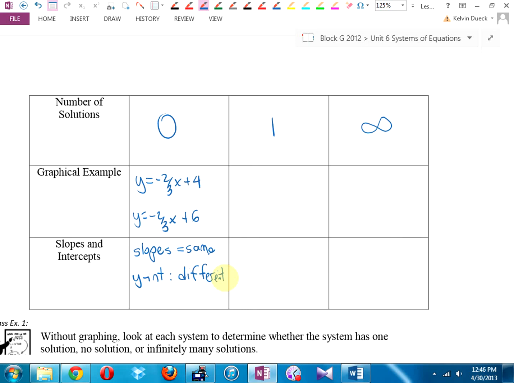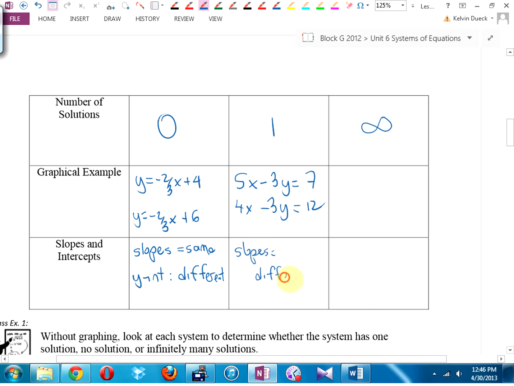Let's make up ones that cross. All we have to do is make sure the slopes are different. But I'm going to write them the way we're used to seeing them in this unit, which has been something x plus something y equals something. 5x minus 3y equals 7. Do you know how I can guarantee that these two have different slopes? Make sure the coefficients are different. 4x minus 3y equals 12. Those will cross somewhere. I don't know where, and I doubt that'll work out evenly. But trust me, if you rewrite that in slope-intercept form, the slopes are different.